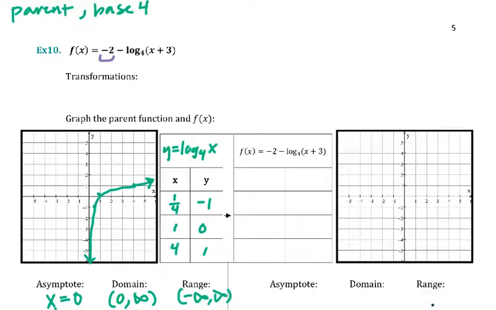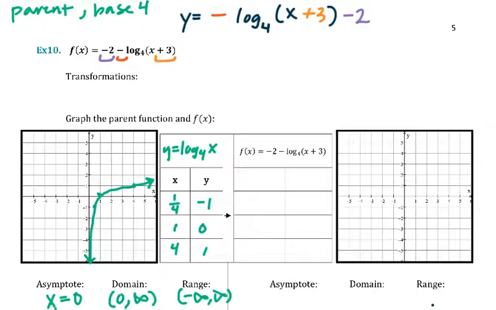We have this minus 2. We have this negative in front of the log. And we have a plus 3. And if I rearrange this and put it more in the standard form we're used to seeing, this is the same as saying y equals negative log base 4 of x plus 3, minus 2. So what does the negative do?